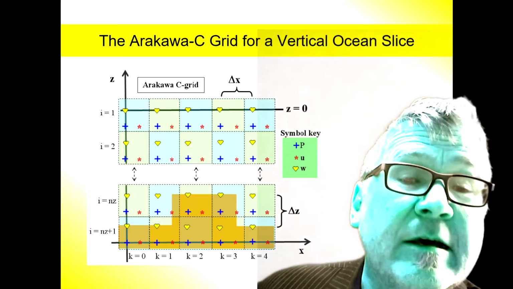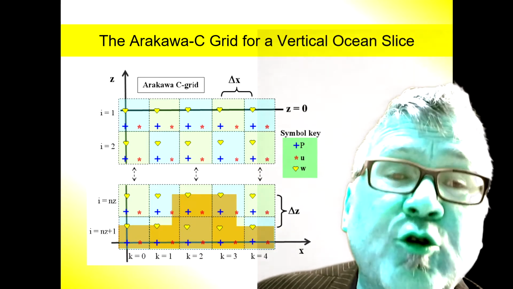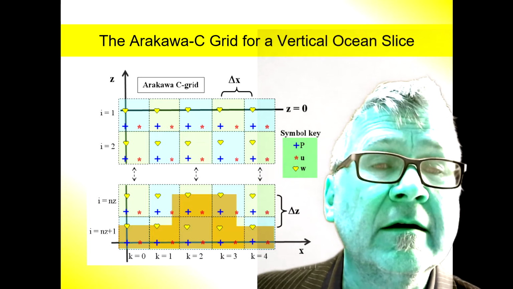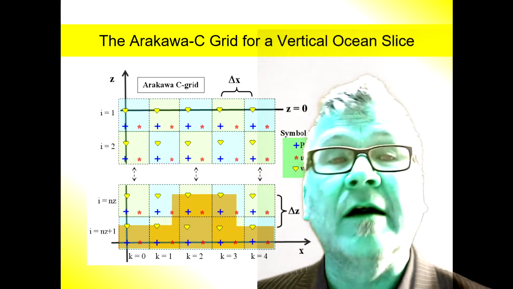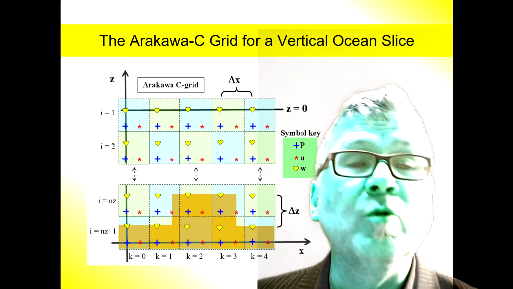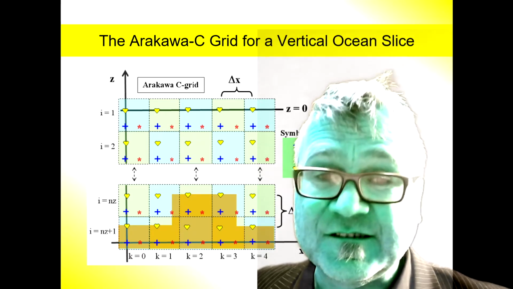Well, okay, the first thing we need to do is define the numerical grid that we are using. We have to agree on the grid configuration. Where are the grid cells? Where do we calculate U? Where do we calculate W? Where do we calculate density and other scalars?